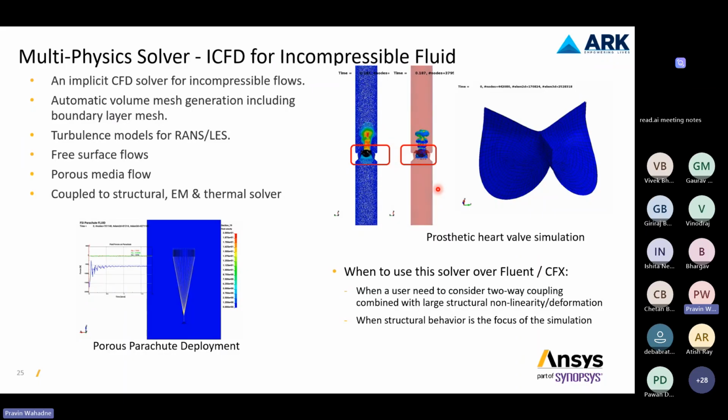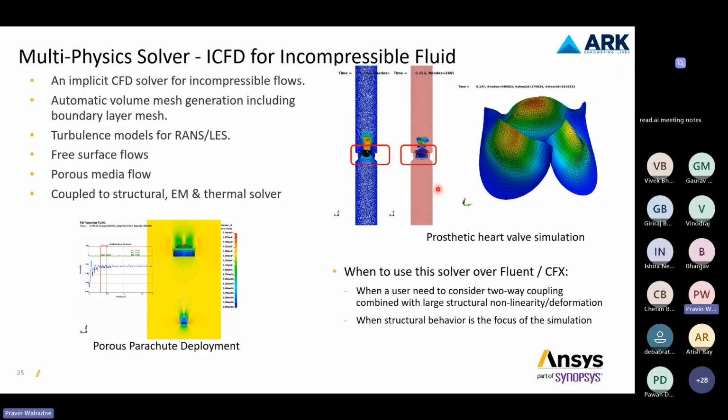So now you can see here the multiphysics solver ICFD for incompressible fluids. This will give you an idea about how ICFD supports the simulations which are generally performed by a CFD solver. Automatic volume mesh generation includes the boundary layer mesh, turbulence flow for RANS, free surface flow, porous media flow, or it may be coupling to structural, EM and thermal solvers.